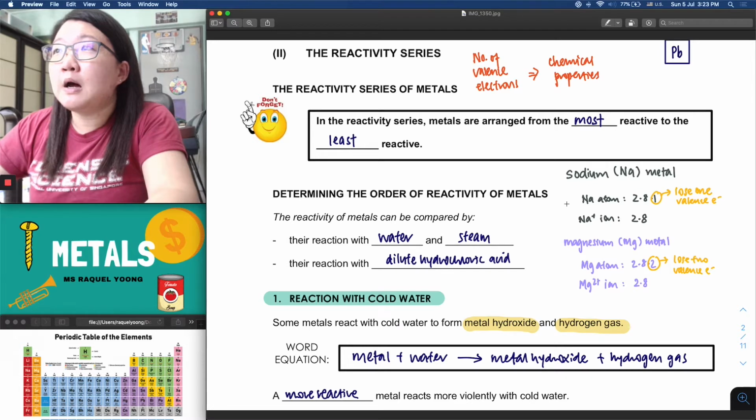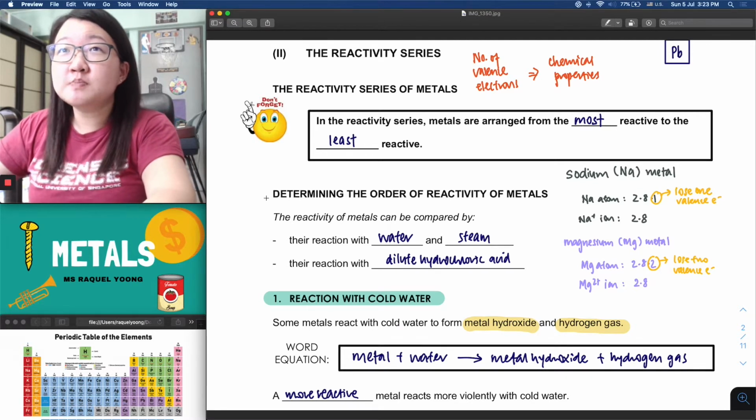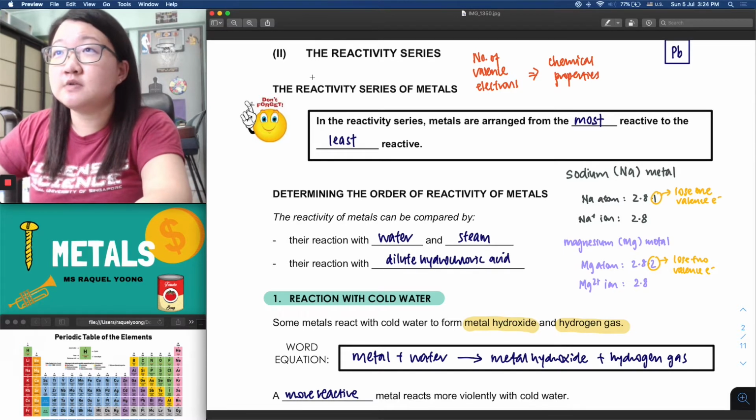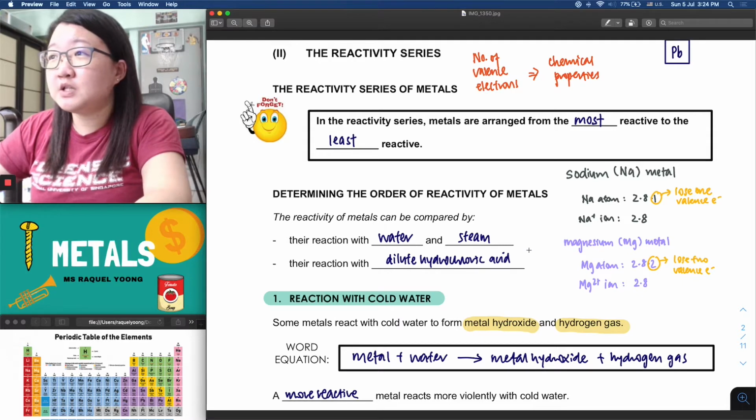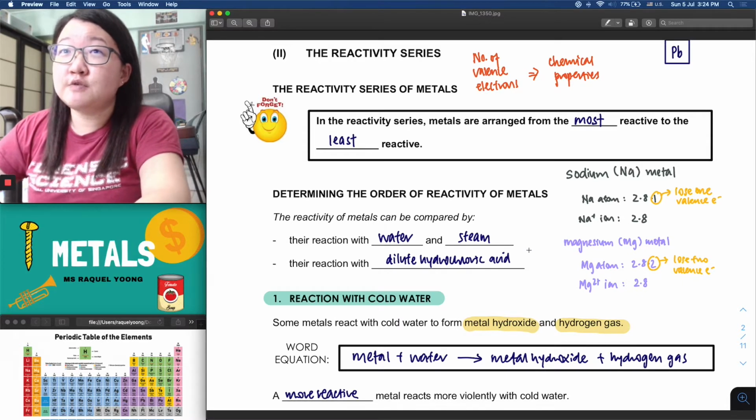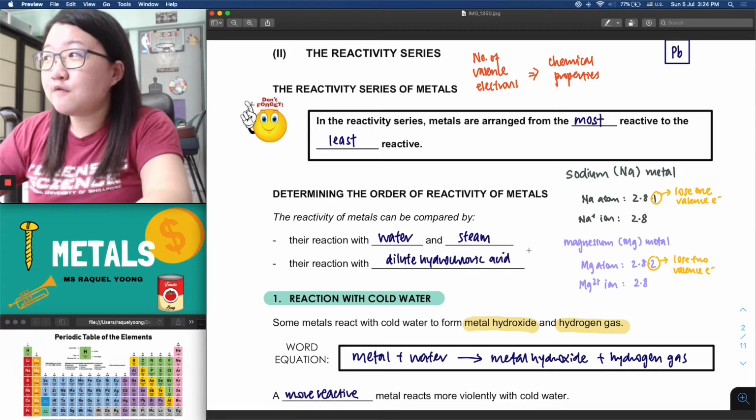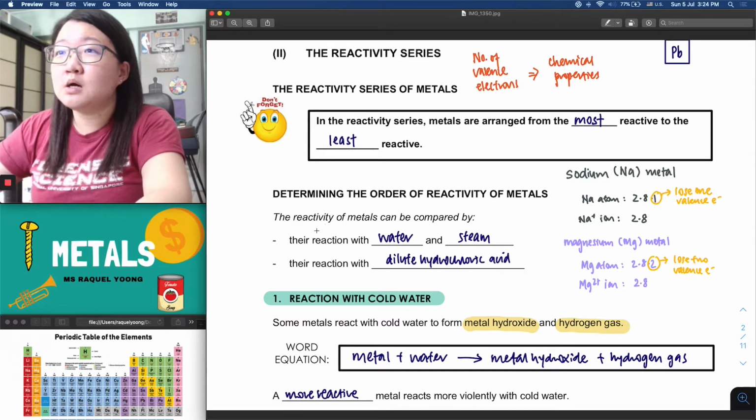Okay, so coming back to the main point, for this particular lesson on part 2, the reactivity series, we will look at how the different metals have different reactivity. They will behave differently in their reactions with water as well as steam, and then also their reaction with dilute hydrochloric acid.